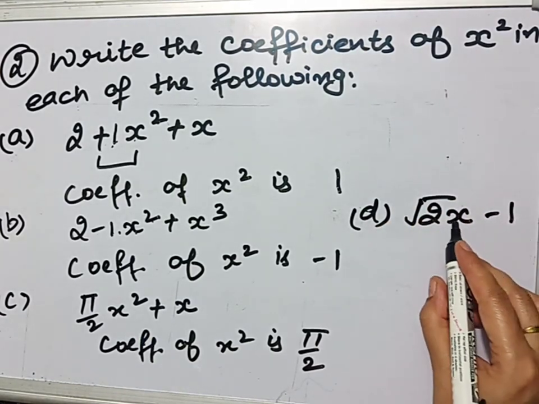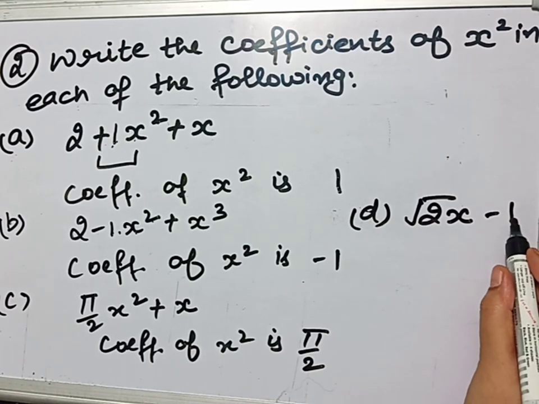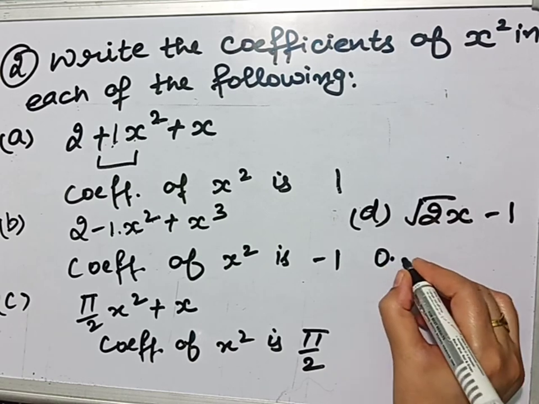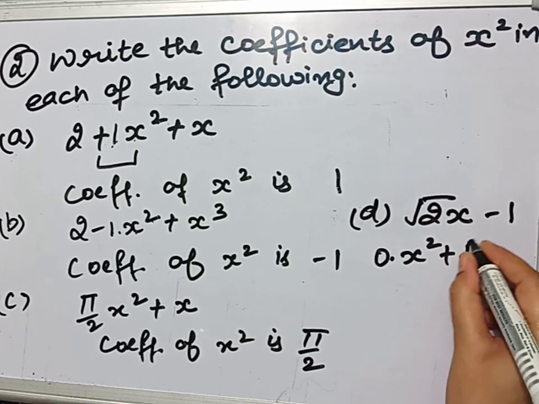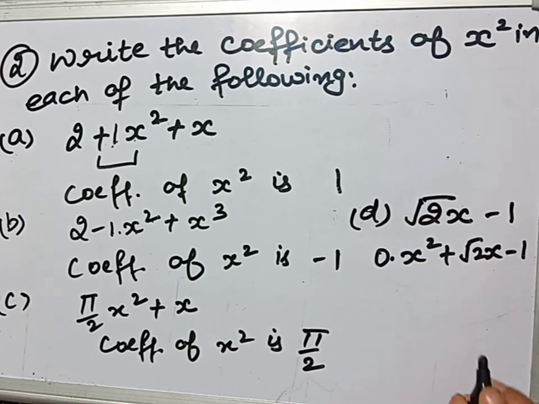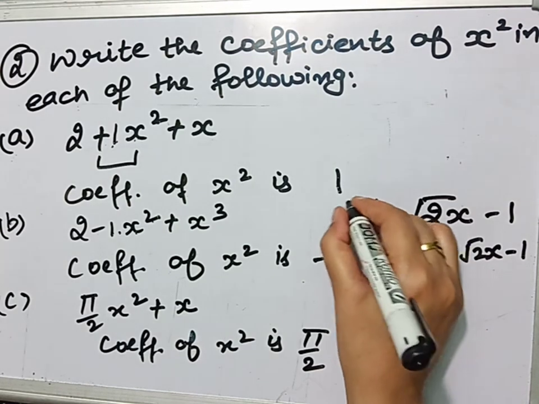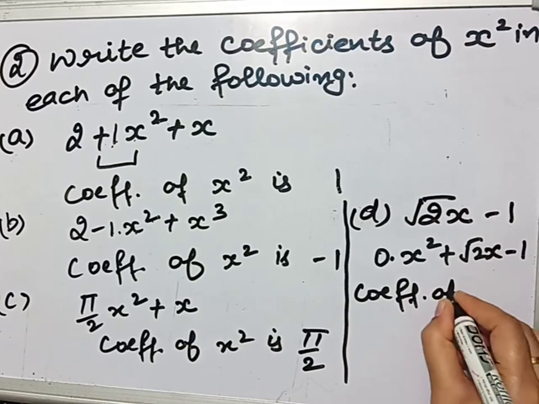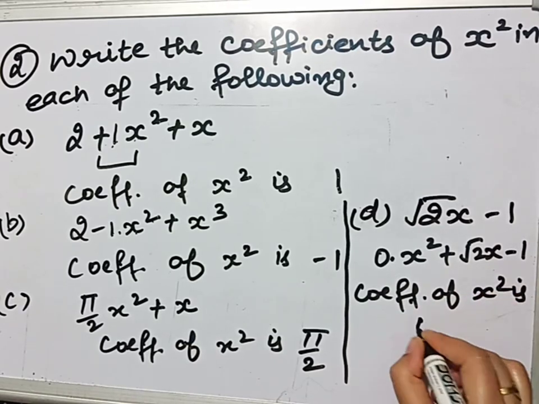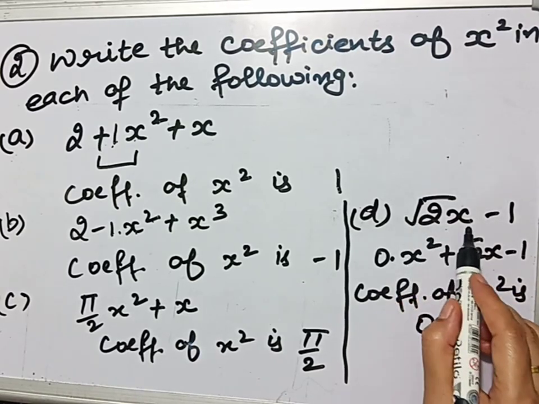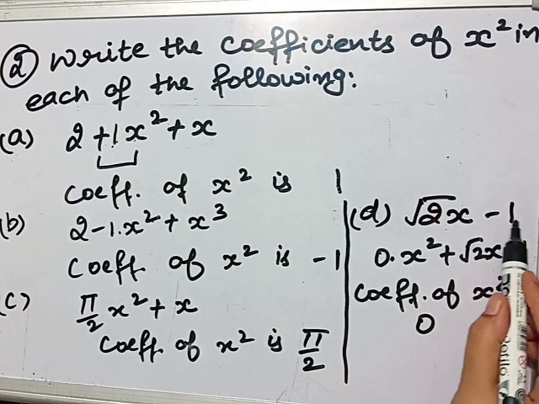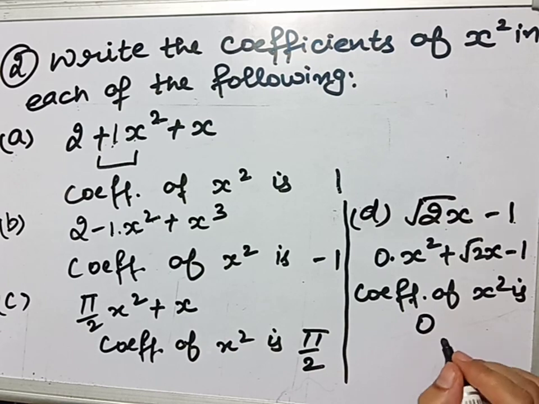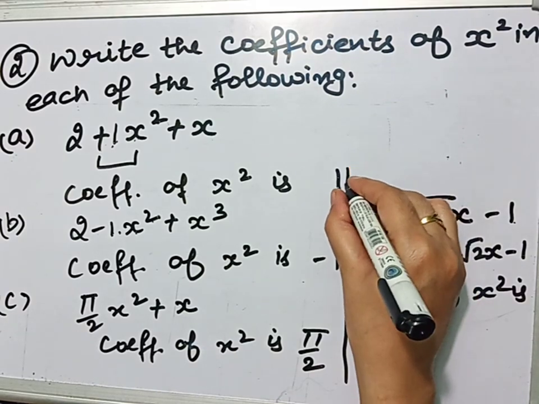You can see in this polynomial there is no degree 2. So you can write here 0 into x square plus root 2x minus 1. Now coefficient of x square is 0 because in this polynomial no term is lying x square. So coefficient of x square is 0. Second question is completed now.